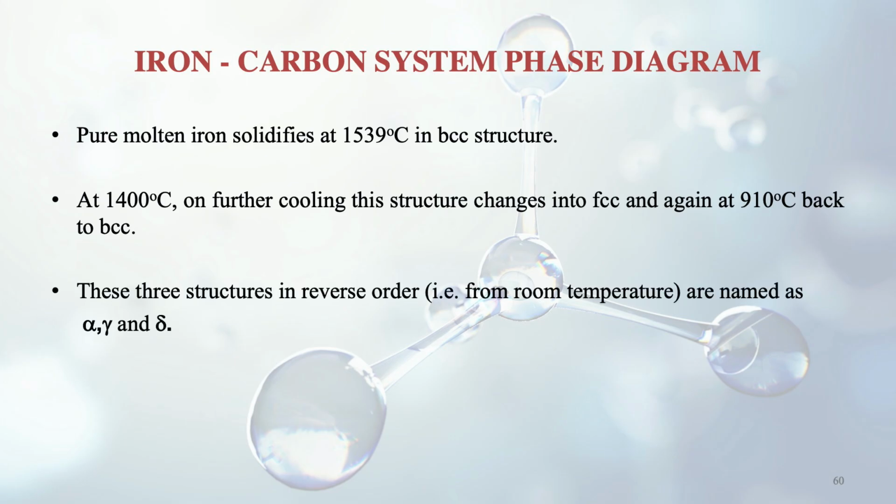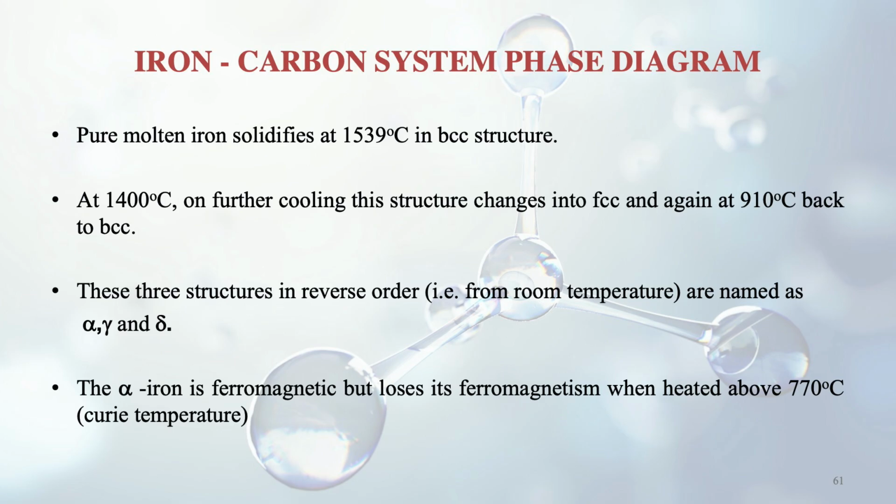So these three structures, in reverse order, if we take from room temperature, are named alpha, gamma and delta. The first one, up to 910 degrees centigrade, is the alpha; then the gamma one comes up to around 1400 degrees centigrade, and the final one, delta, is the one up to about 1539 degrees centigrade.